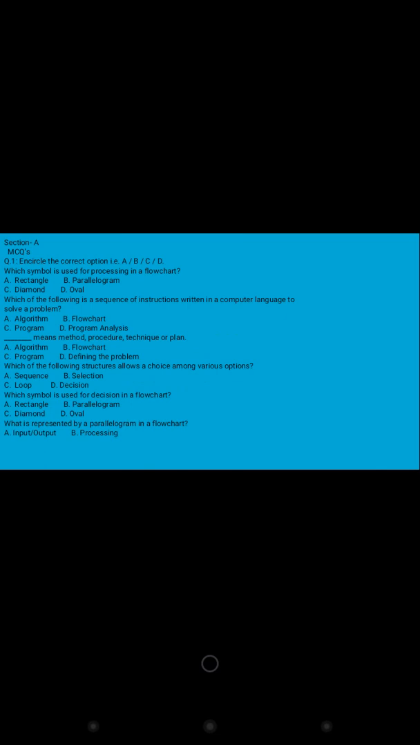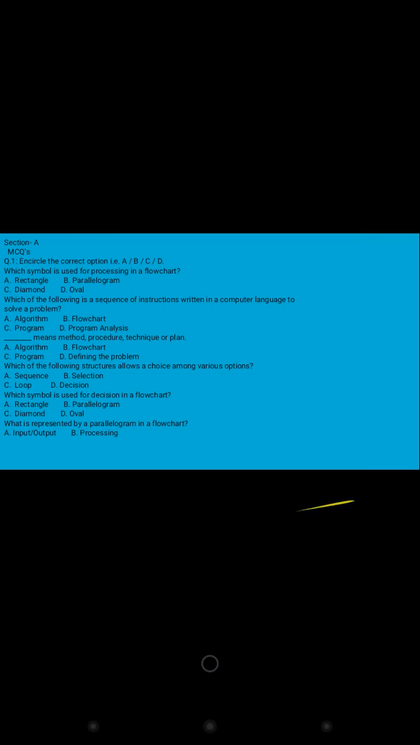Which symbol is used for processing in a flowchart? Rectangle. Which of the following is a sequence of instructions written in a program language to solve a problem? Algorithm, program, flowchart, program analysis. Dash means method, process, techniques or plan. Defining the problem. Which symbol is used for decision in a flowchart? Rectangle, diamond, oval. Diamond is used for decision making. What is represented by a parallelogram in a flowchart? Input or output. Students, all these MCQs of this worksheet number 1 come from chapter number 1.